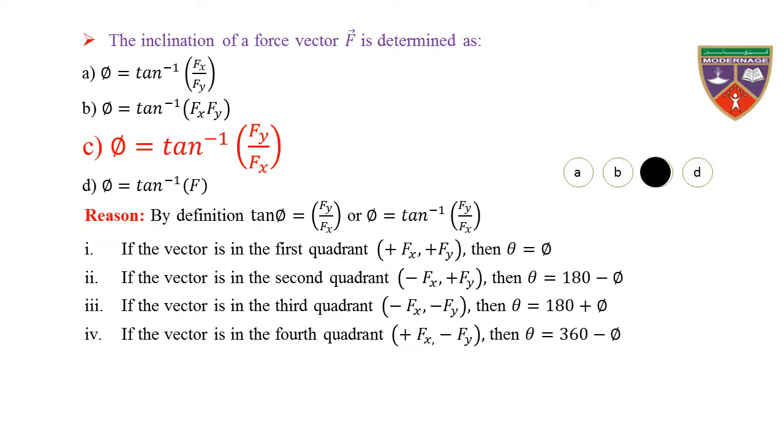Fourth, if the vector is in the fourth quadrant, x component is positive, y component is negative, then theta is equal to 360 degree minus phi because phi is in clockwise direction. Hence, the inclination of F is determined by C. Phi is equal to tangent inverse Fy over Fx.